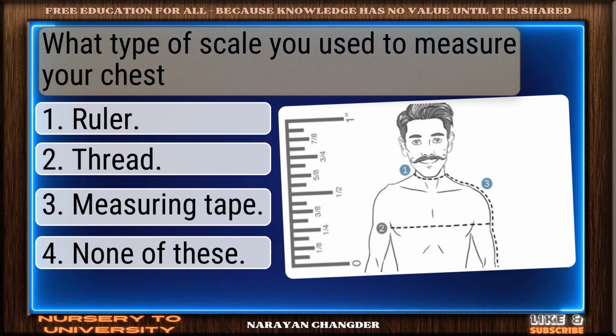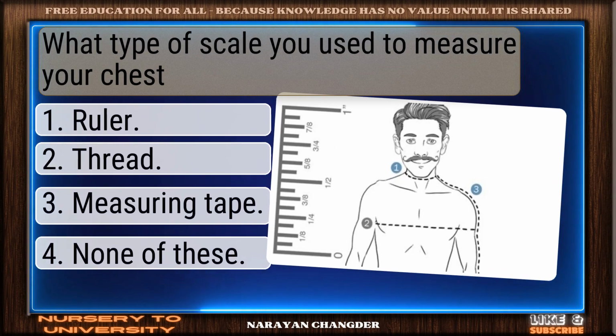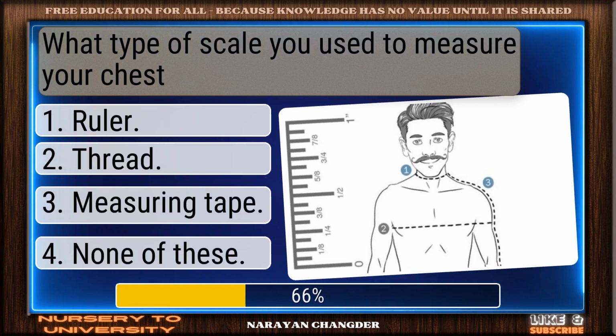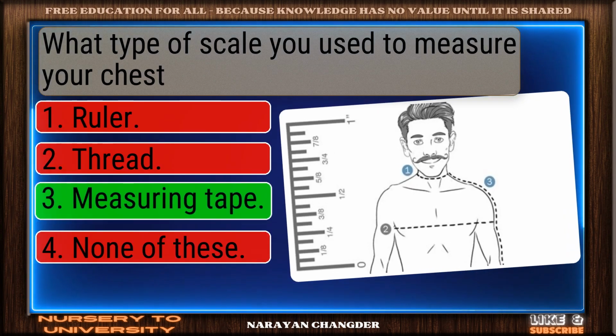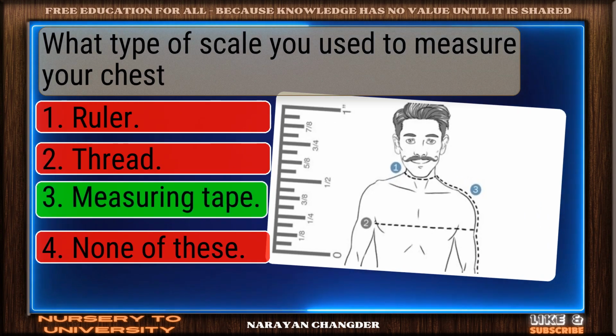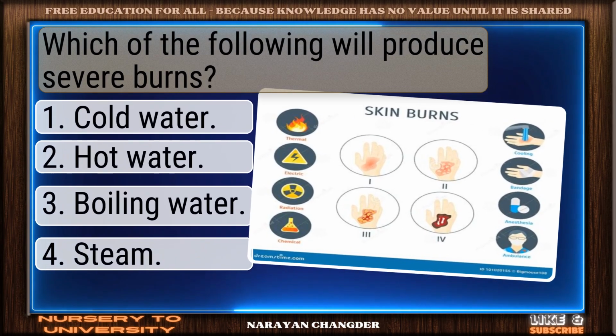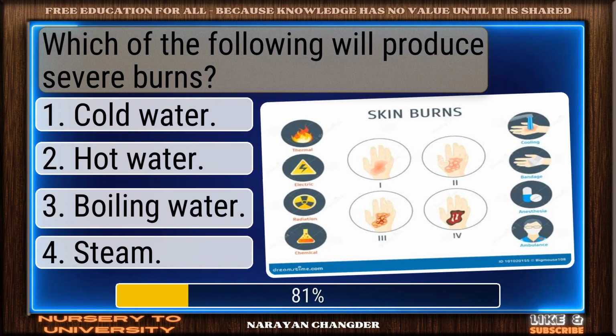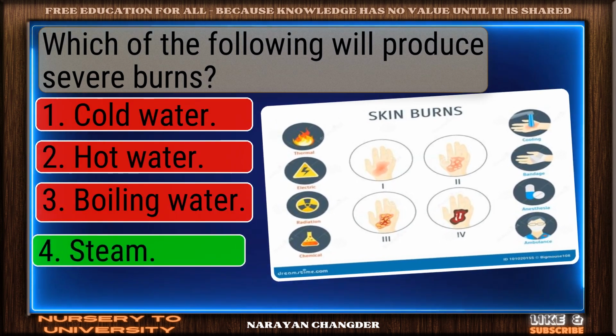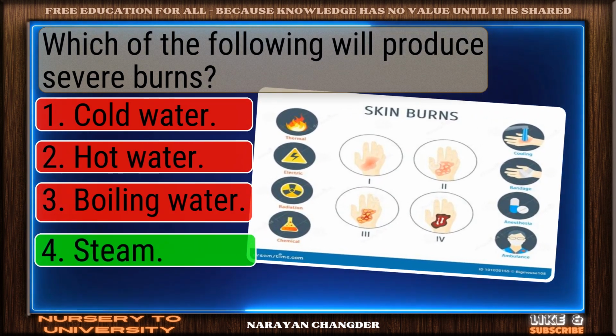Question number 7. What type of scale you use to measure your chest? Great job. Measuring tape is the accurate answer. Question number 8. Which of the following will produce severe burns? Well reasoned. Steam is the correct choice.